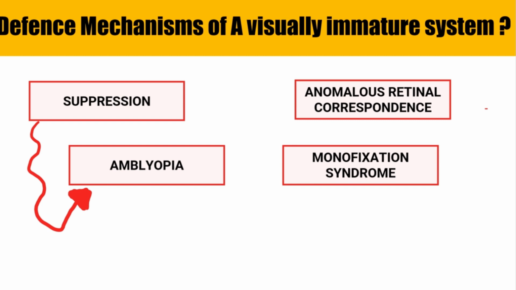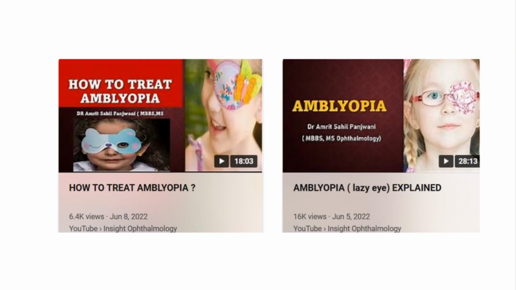So with this, we finish the monofixation syndrome. Ultimately, we have amblyopia, which is basically a type of very dense suppression, right? So we already have a video on amblyopia. We have two videos on the channel. So to understand amblyopia in greater detail, you can visit them. So that was about the sensory adaptation.